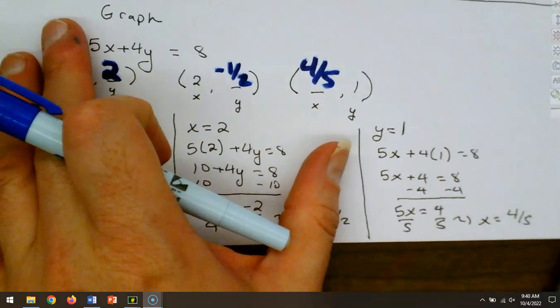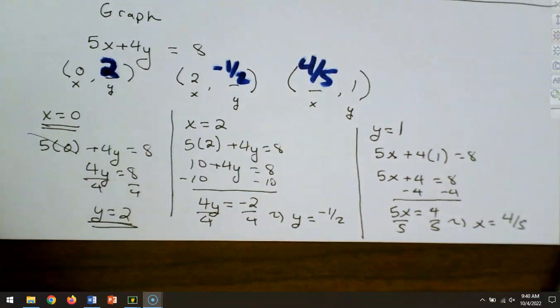And hopefully you should be familiar with how to do that. We're just plugging in points. So I'm giving you ordered pairs. I'm giving you part of them, and you're finding the other one. So I'll give you the x part, you find the y part, and so on.